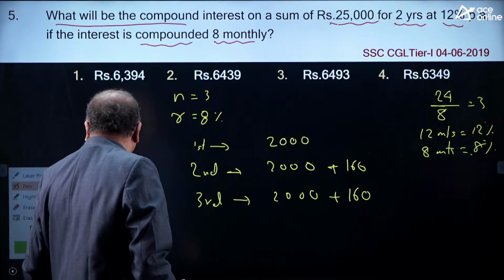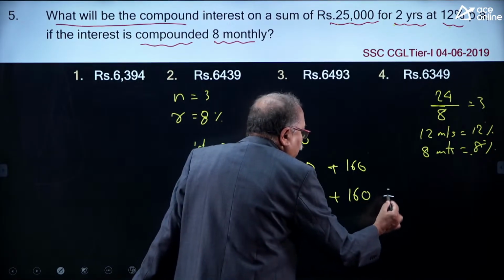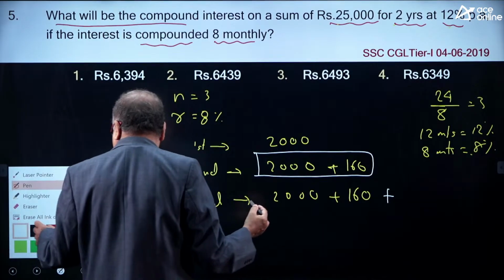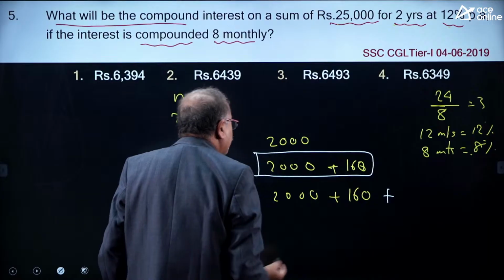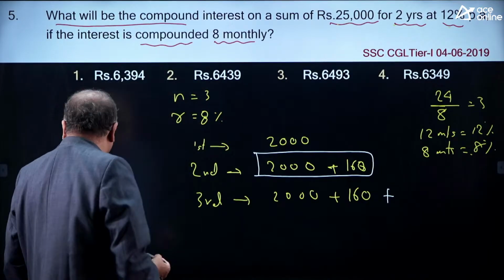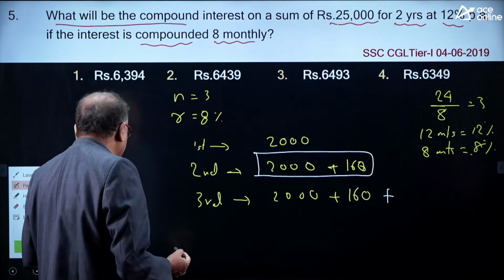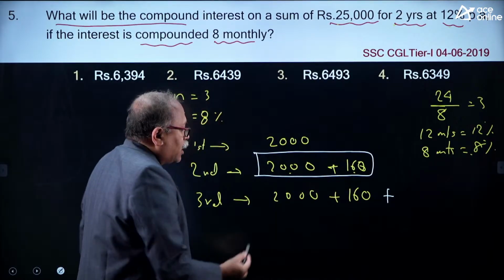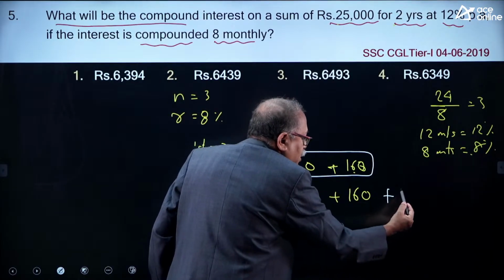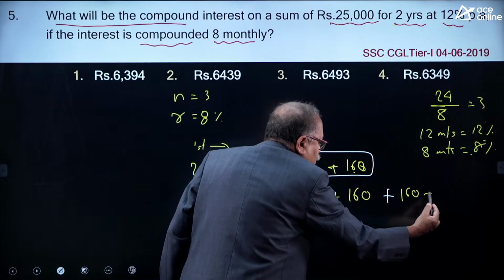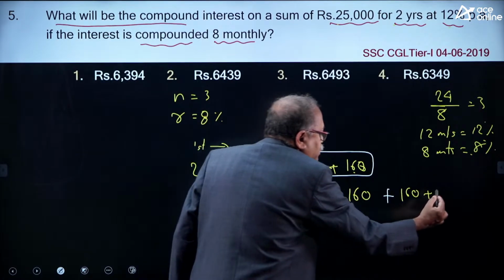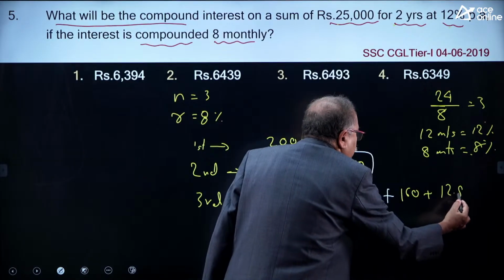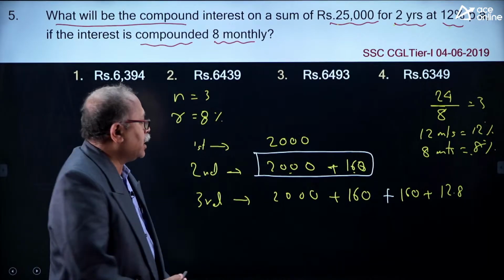Now, I know over here I need to add on second year interest, this is 160. Please do not confuse here, 160. So I need to take the 8% on this and on this. I already know on this 8% is 160 plus 8% of 160, which is 12.8, and simply you need to add over here.